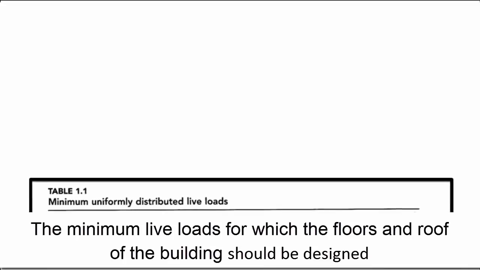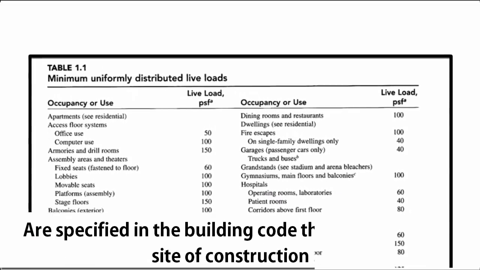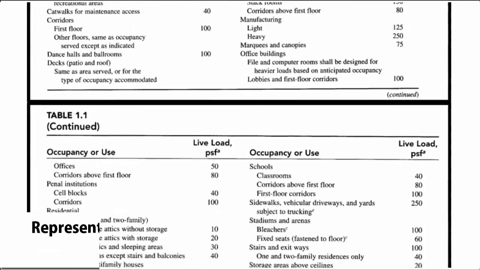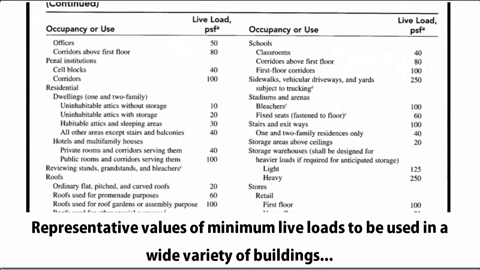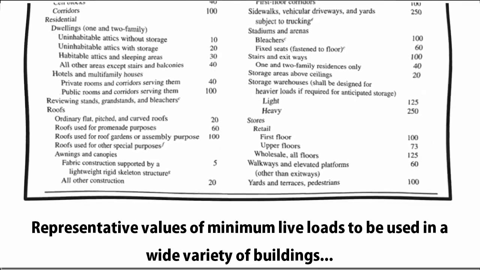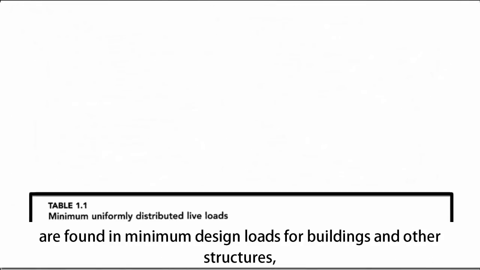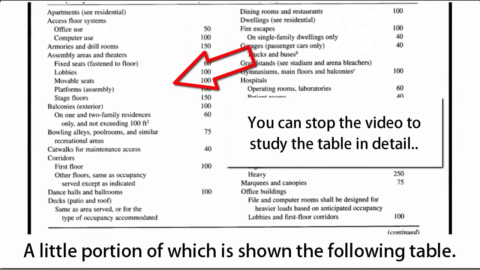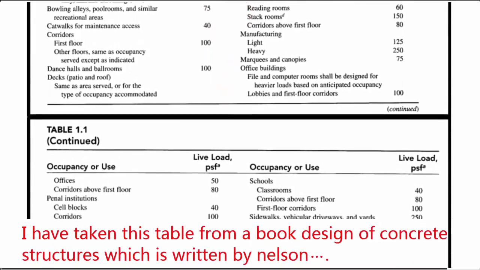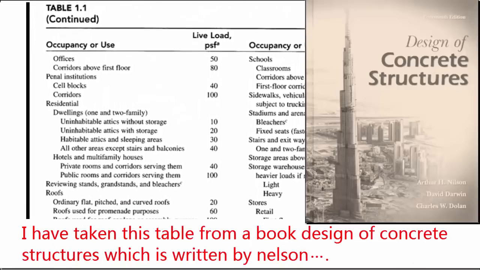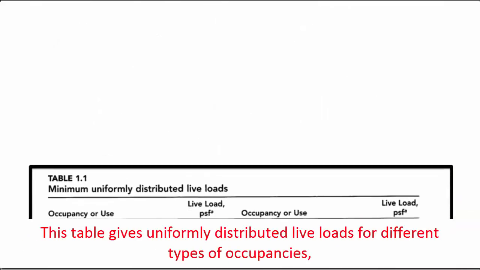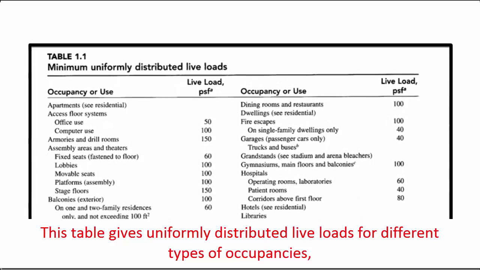The minimum live load for which the floors and roof of the building should be designed are specified in the building code that governs at the site of construction. Representative values of minimum live loads to be used in a wide variety of buildings are found in Minimum Design Loads for Buildings and Other Structures, a little portion of which is shown in the following table. I have taken this table from a book, Design of Concrete Structures, which is written by Nilson. This table gives uniformly distributed loads for different types of occupancies.